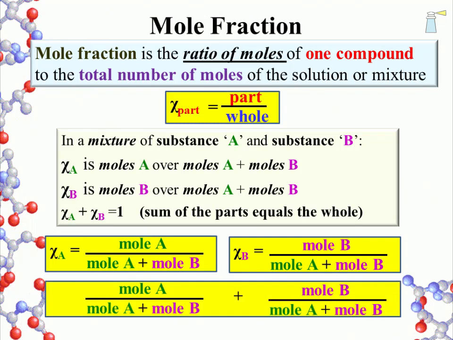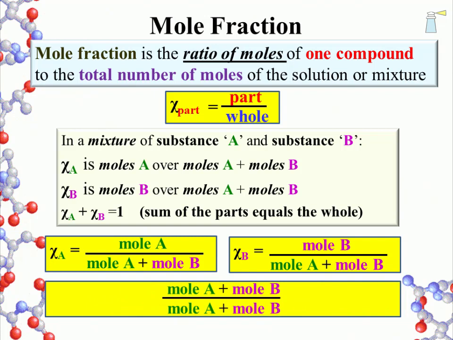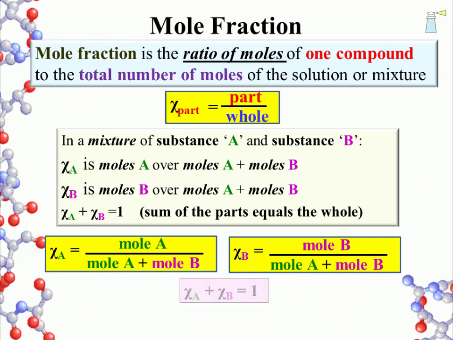Mathematically, that can be shown by putting the mole fractions in fraction form, and since these two fractions have the same denominator, add the numerators and keep the denominator. It follows that if numerator and denominator have the same value, the fraction is 1. Anything divided by itself is 1. Mole fraction of A plus mole fraction of B is 1. This equation tells us that if we know one of the two mole fractions, we can calculate the other.